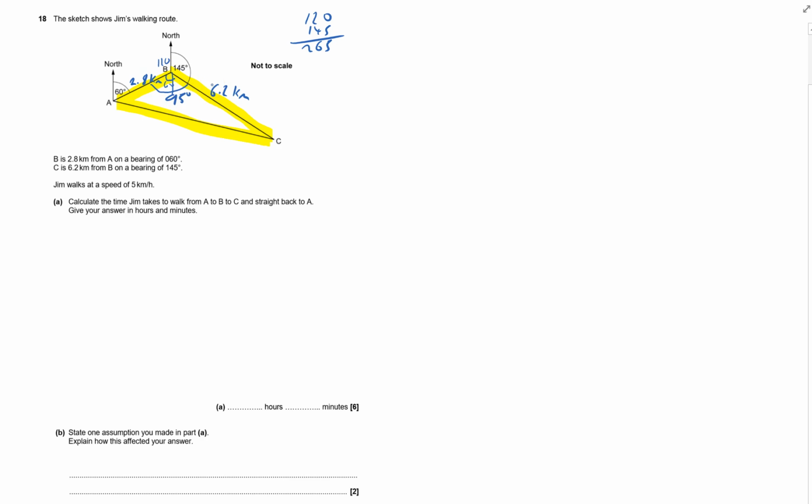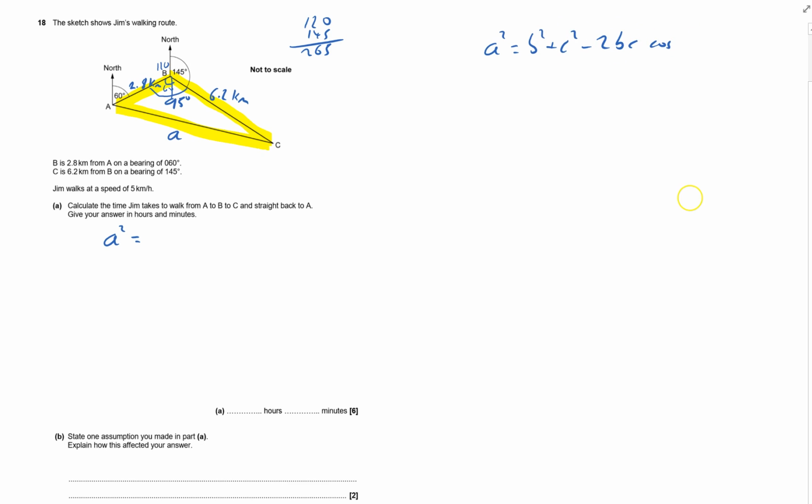And I don't have a known pair. I don't know this angle with this bit over here, don't know this angle with this one here, so therefore I'm going to have to use the cosine rule. I'm going to call this length a, and I know that a squared equals b squared plus c squared minus 2bc cos A. The a links with the angle associated with it, so a is going to link with 95, and it doesn't matter which one's b and which one's c.